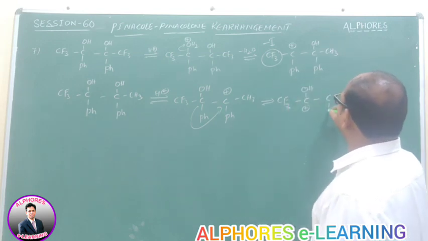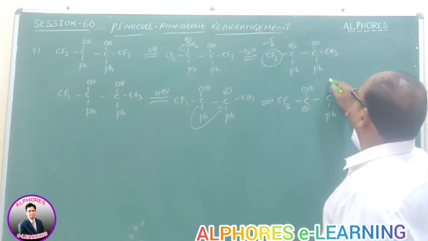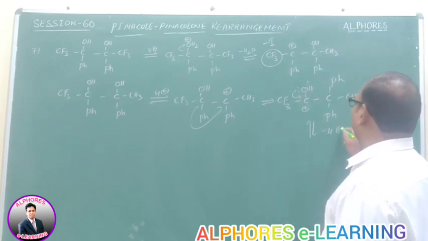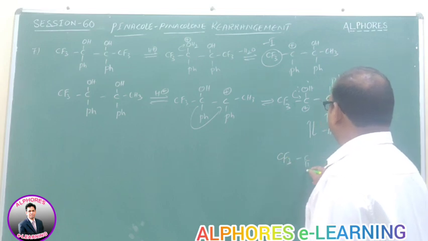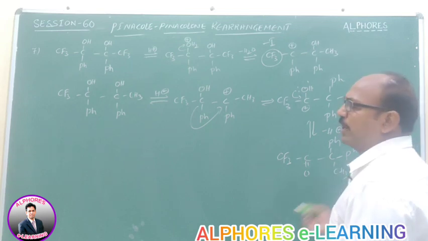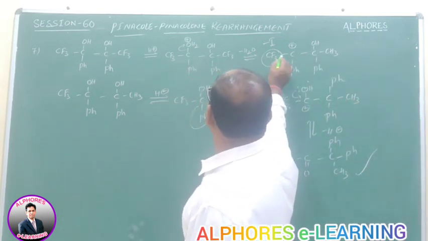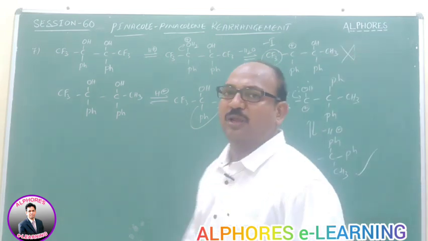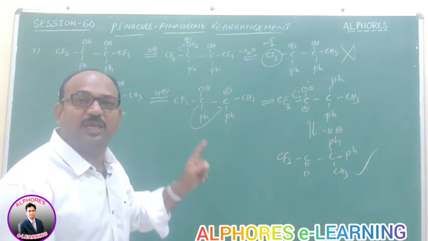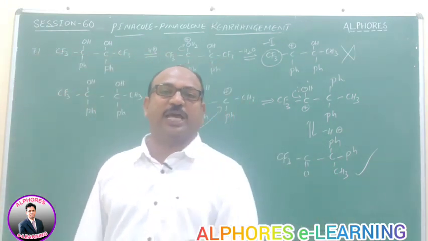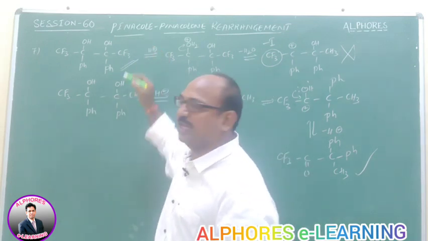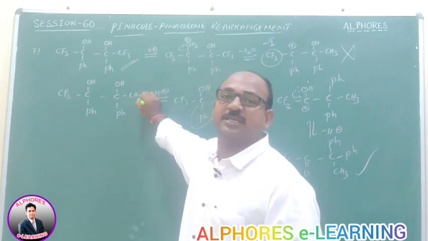CF3 COH+ and C phenyl methyl, and here also phenyl. Ultimately this one is going to donate an electron pair, and further deprotonation also takes place. CF3 C double bond O, here two phenyl groups and one methyl group. Here this product formation takes place, but in this case, because the carbocation is unstable, the further reaction does not take place. This compound does not give any pinacol-pinacolone type reaction. Pinacol-pinacolone rearrangement is not possible in this case, whereas in the other one it is possible.